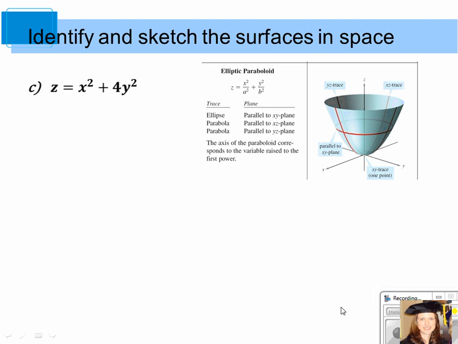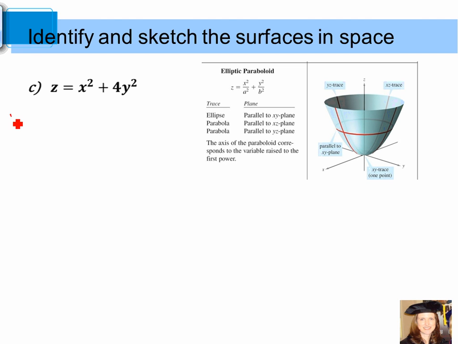Okay, for this example, we're going to identify and sketch the surface and space of the equation z equals x squared plus 4y squared. This follows the same pattern as the elliptic paraboloid, so we're going to do the traces, the xy, the xz, and the yz traces. Starting with the xy trace.